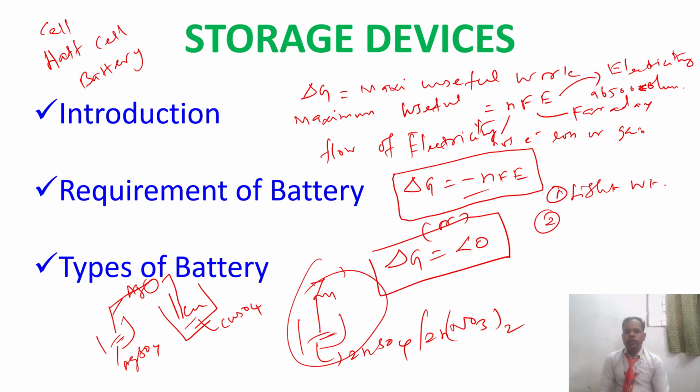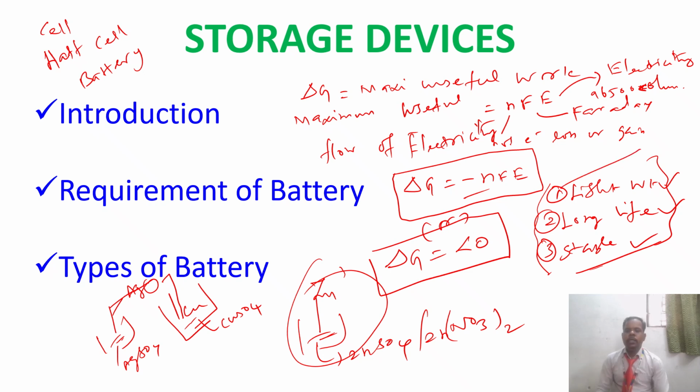Lightweight, so it can be easy to transport. Then it should have a long life. When it is being used or not in use, the voltage of the battery should not vary. So it should have a long life. Then third one, the voltage of the battery should not vary from time to time. The voltage of the battery should be stable. So these are the requirements of a battery. If these three criteria are fulfilled, it will act as a good battery.